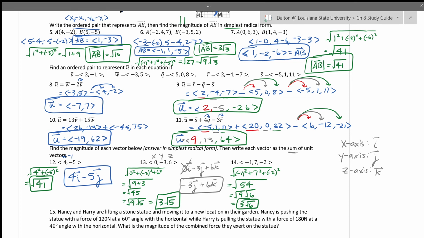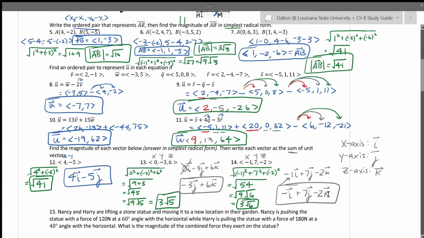As far as the unit vectors go, again, we have an x and a y and a z. So this is going to be negative 1 times vector i plus 7 times vector j minus 2 times vector k. Just like with coefficients and variables, we don't need to write coefficients of 1. So your final answer, in simplest form, will just be negative vector i plus 7 times vector j minus 2 times vector k.